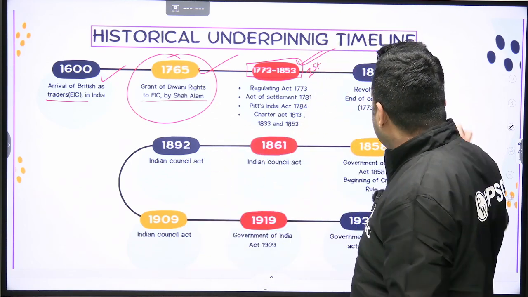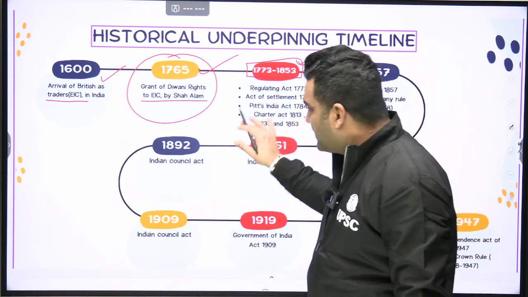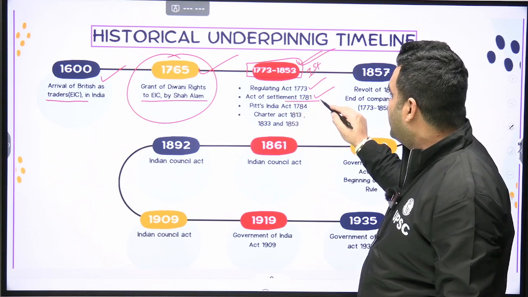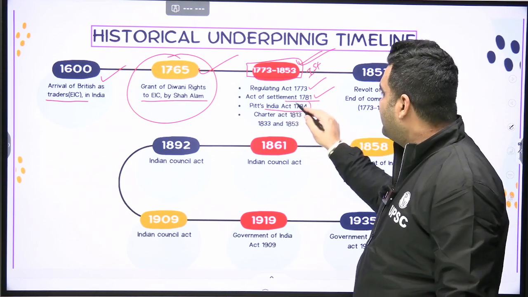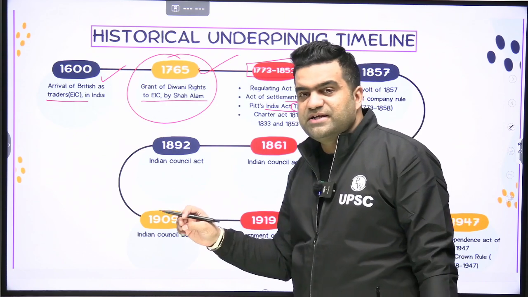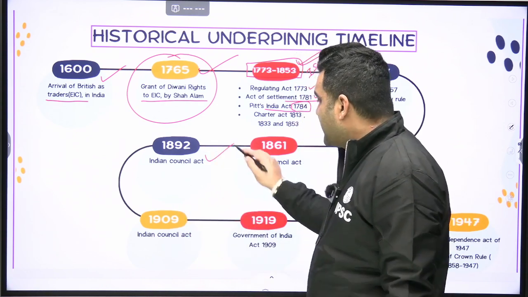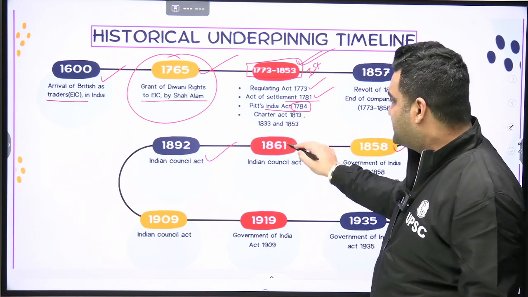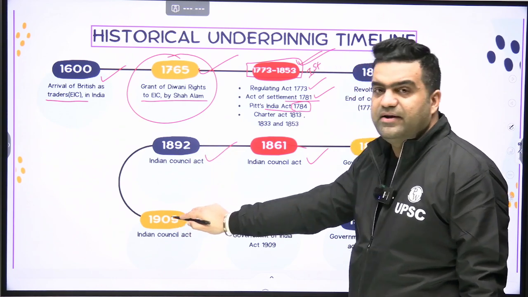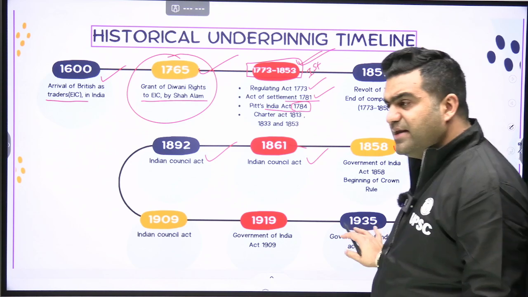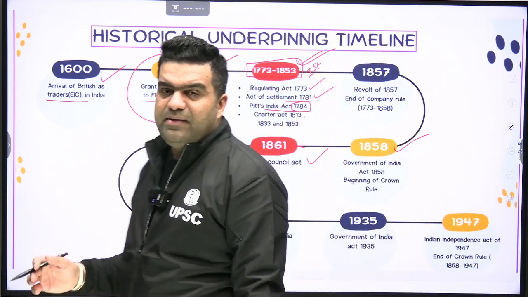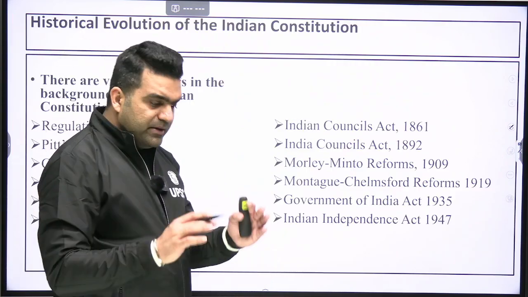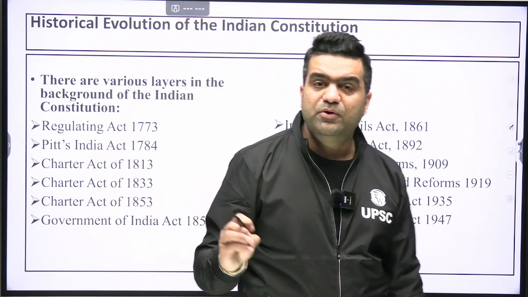So we are going to continue with these things so that you get a command on all these acts. Regulating Act of 1773, Act of Settlement 1781, Pitt's India Act 1784. What administrative changes did it bring about? Indian Councils Act 1858, then 1861, then 1892, then 1901, then 1919, then 1935, and finally Indian Independence Act of 1947. All these things we are going to cover. There are flowcharts and mind maps to help you memorize things.